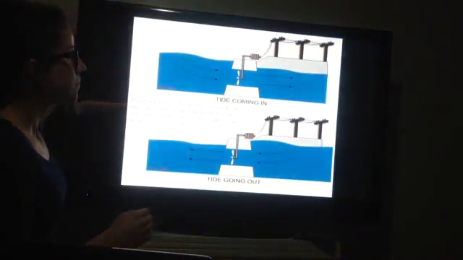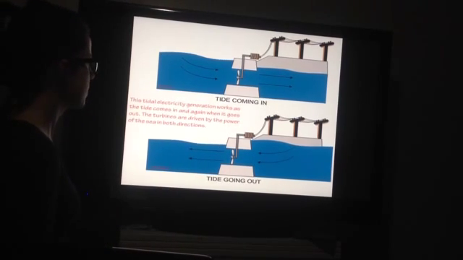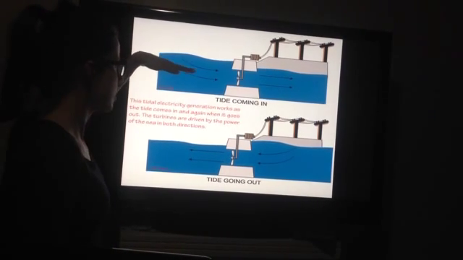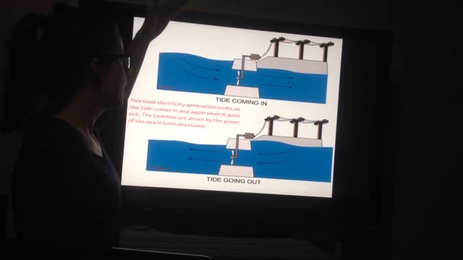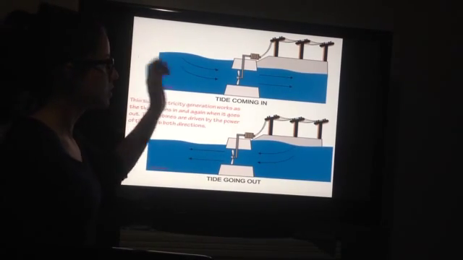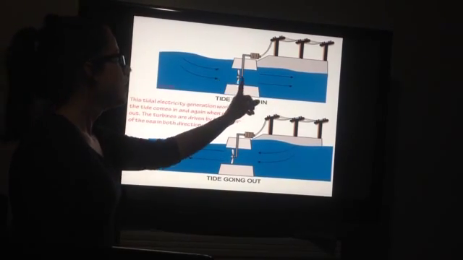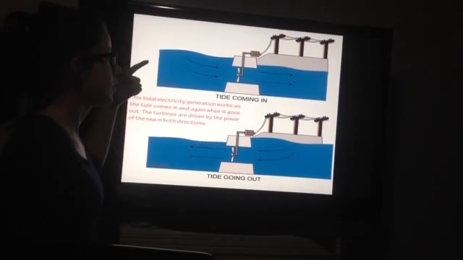So this picture just sort of shows you how a dam works. It's similar to hydroelectric dams, but when the tide is coming in, the water goes through the turbine and generates electricity, and there's also gates, which you can't see here, and then they close, and then when the tide goes out, the water can only go through the turbine as well, so it generates more electricity.